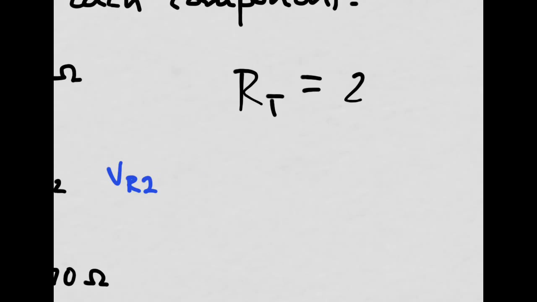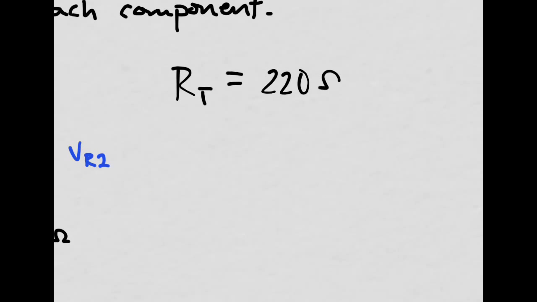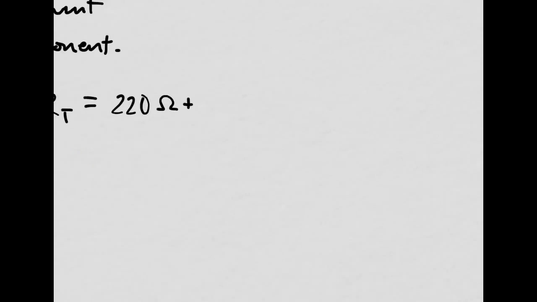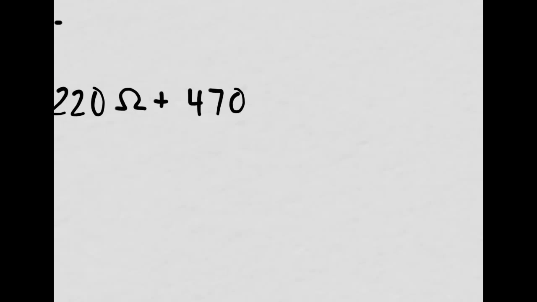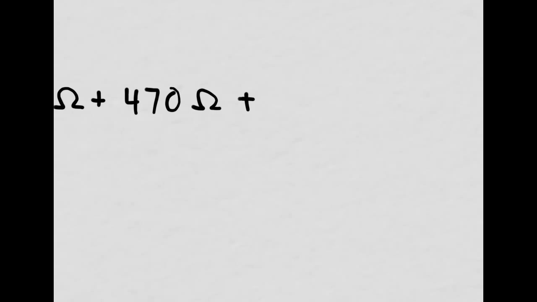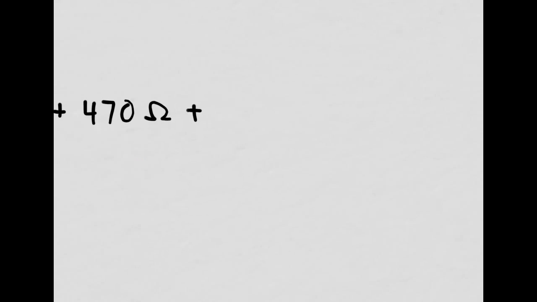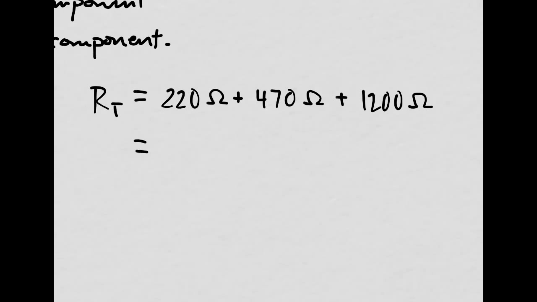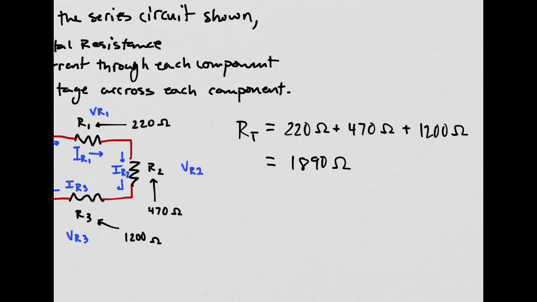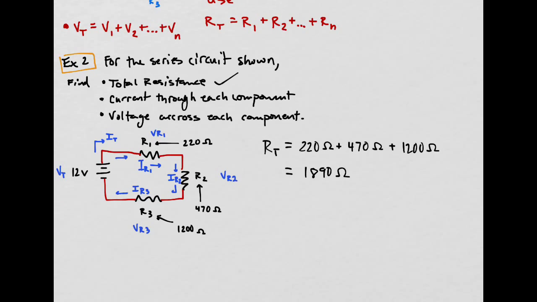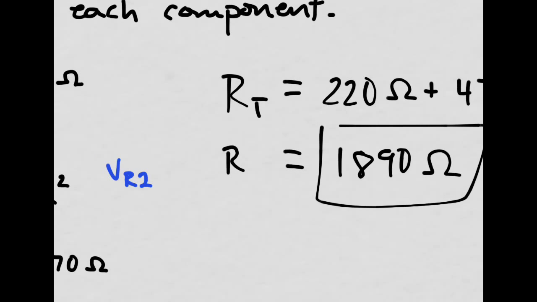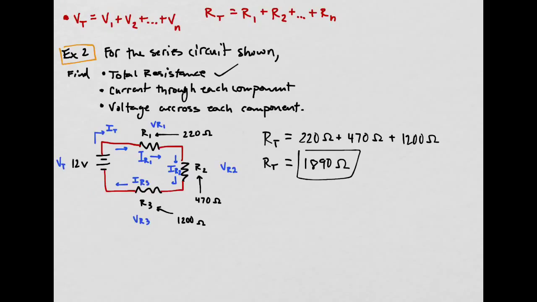So that's 220 ohms plus 470 ohms. Make sure you're putting in your units in your calculations. And then 1,200 ohms. Okay, that's pretty good. What is that? That's 1,890 ohms. So that's pretty cool. There, done. Check. So that's the total resistance of the entire circuit.